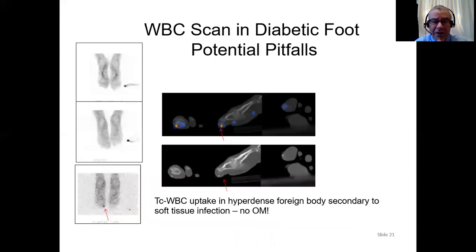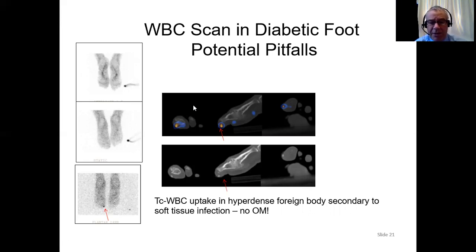And here, this one again is provided to me by Professor Paola Erba from Pisa. And here we have a patient. This is a blood flow scan. This is an early scan at 4 hours, and the bottom one is the late scan at 24 hours. And it shows focal uptake of white cells in the big toe of a patient with diabetes.